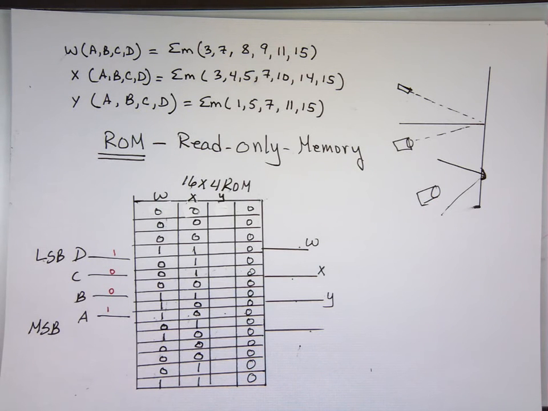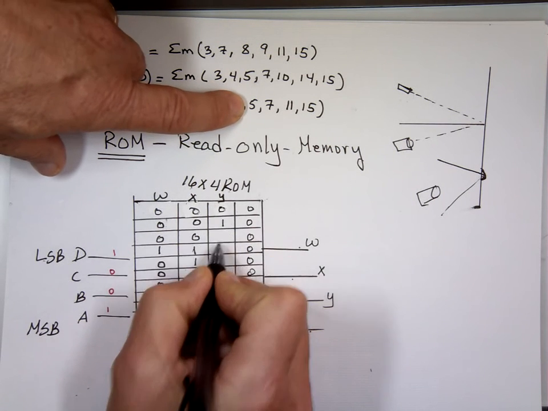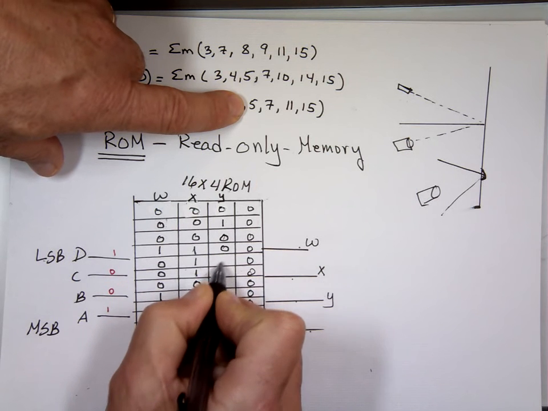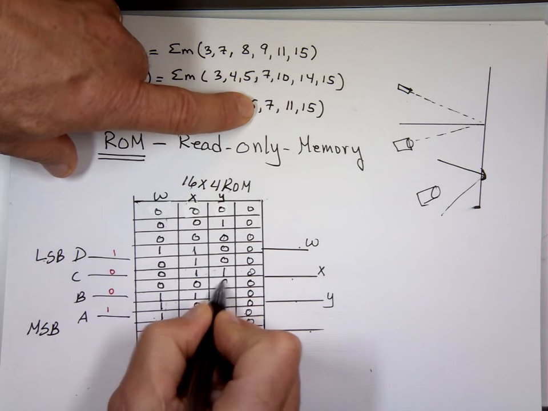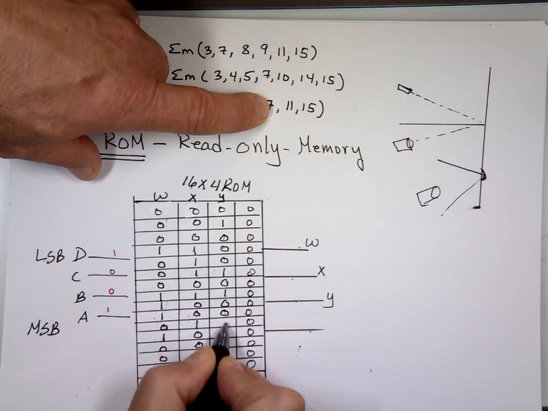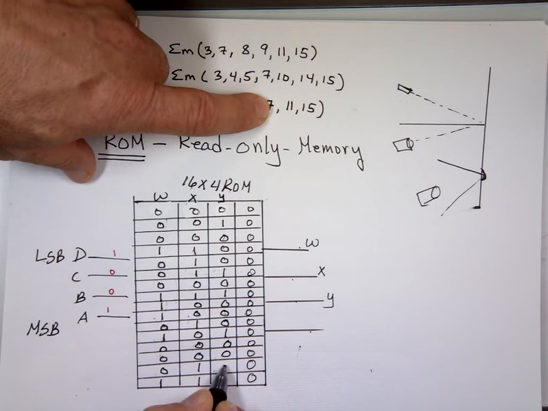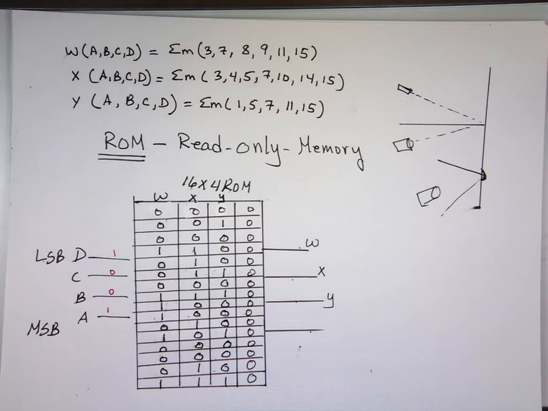And Y is going to have 0, 1, 2, 3, 4, 5 is 1, 6 is 0, 7 is 1, 8 is 0, 9 is 0, 10 is 0, 11 is 1, 12 is 0, 13 is 0, 14 is 0, 15 is 1. I want that chip to be programmed like this.